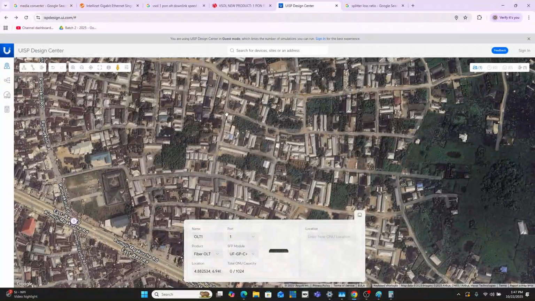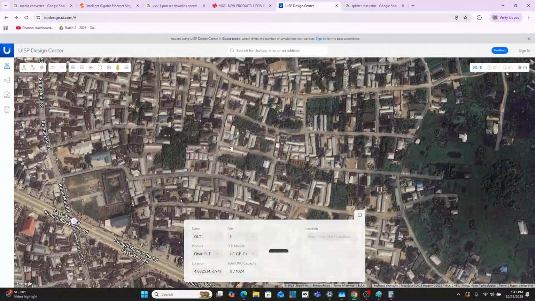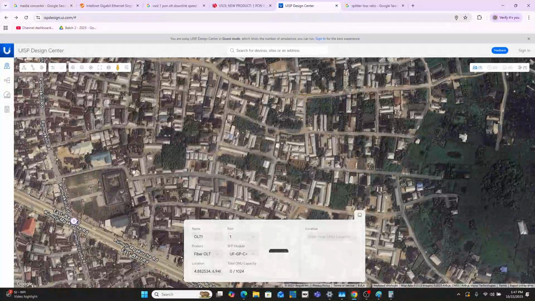What about this side? This is another zone again, right? You can see another 5 customers from here, that street. And this other side of the street, another 5 customers.